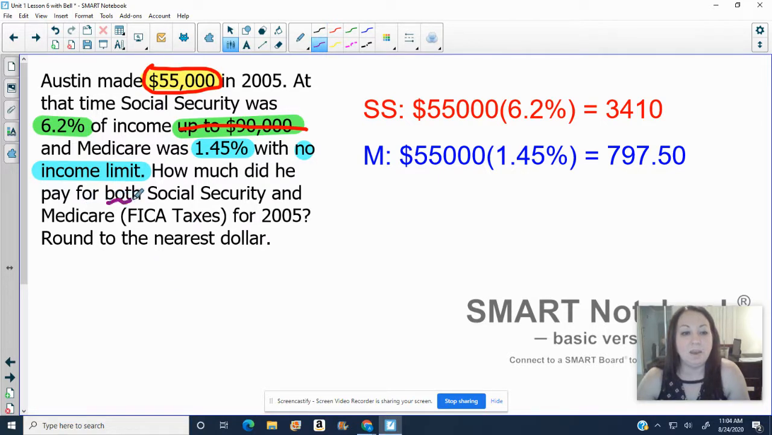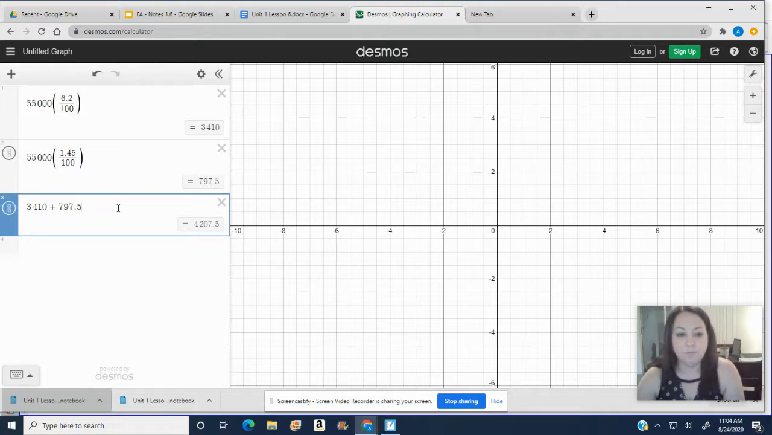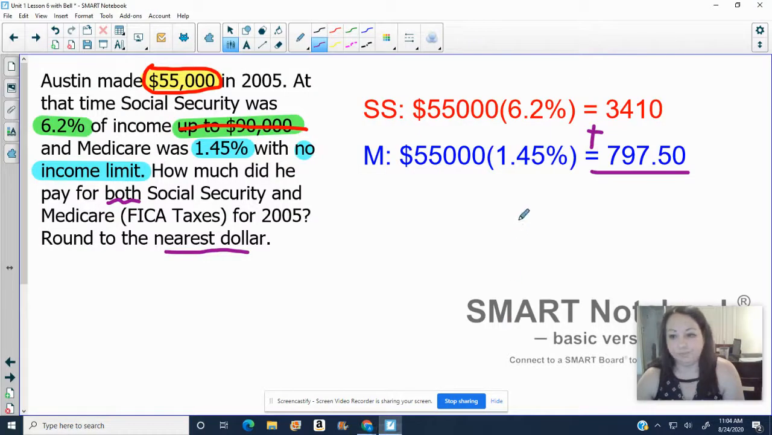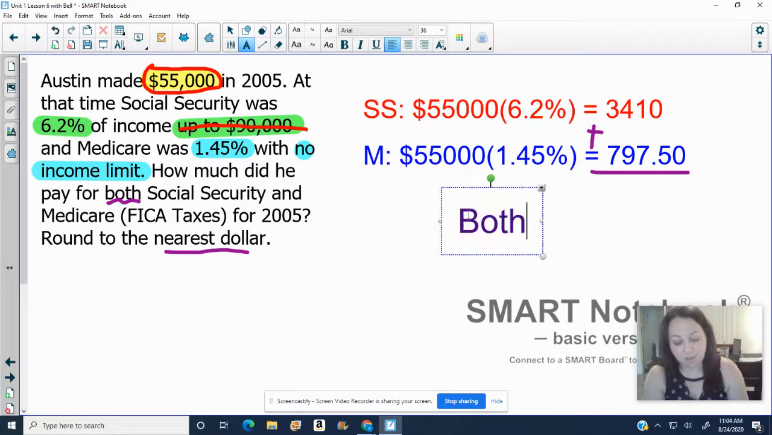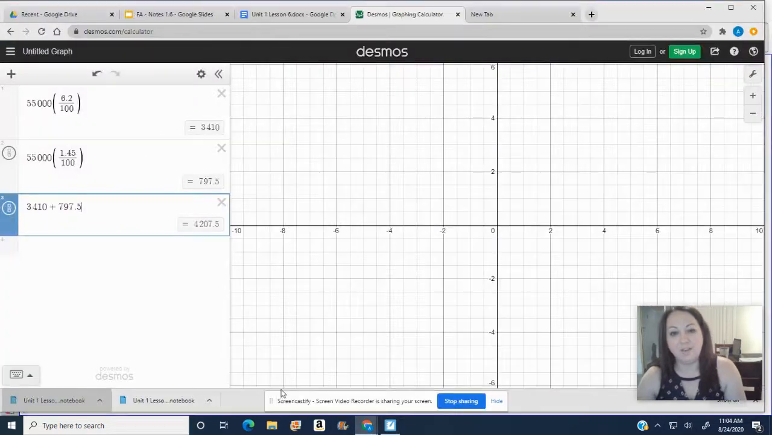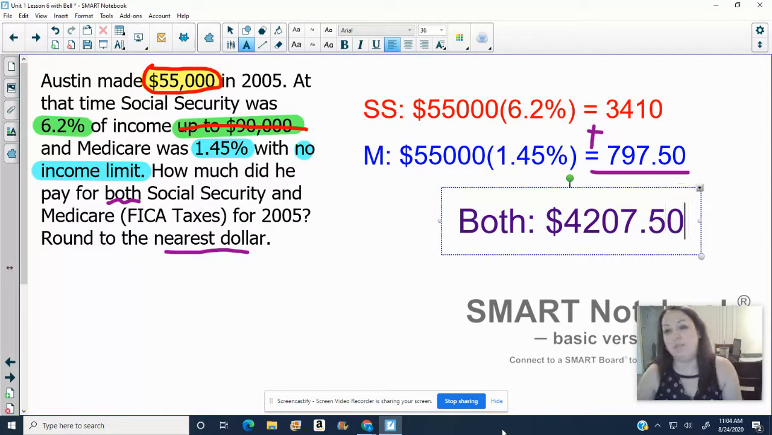We need to know the amount he pays for both of them, and we are rounding this to the nearest dollar. So what I'm going to do on Desmos is actually add Social Security and Medicare, and then I'll go ahead and round it off. 3410 plus 797.5. When I add these together, we got $4,207.50. I'm going to go ahead and type that in. And we'll make it in our nice color. So for both, I am paying a total amount, 4207.5 or 0.50 if we were looking at it.